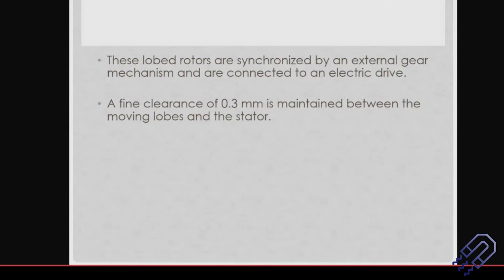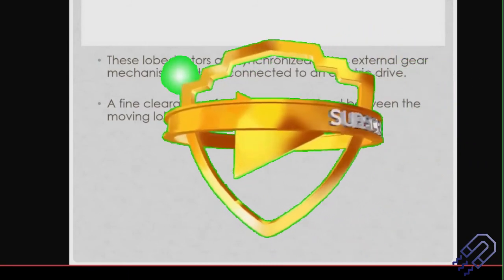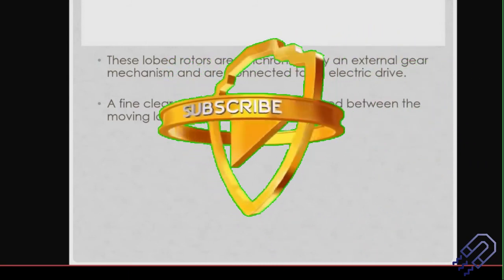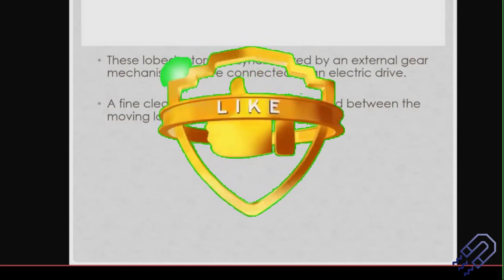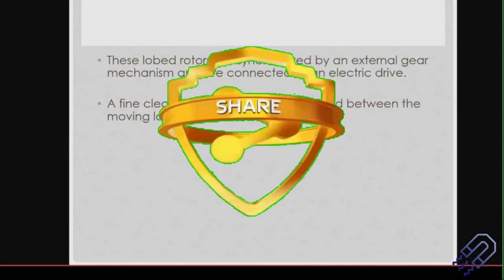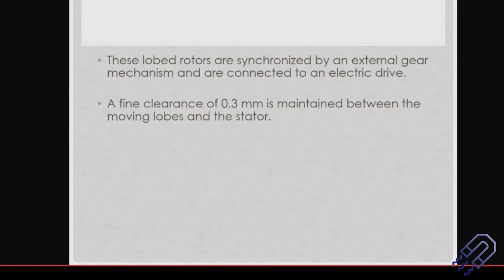Okay. So this subject of experimental technique, you might have seen that this is more or less theoretical. I don't have much scope for giving you a numerical problem, but there is certain information which you need to include. In this case you can include this line: a fine clearance of 0.3 millimeter is maintained between the moving lobe and the stator. You cannot have the lobes rubbing, or having friction with the stator. That way this device is not going to work for a very long period. So this 0.3 millimeter is a very fine region.